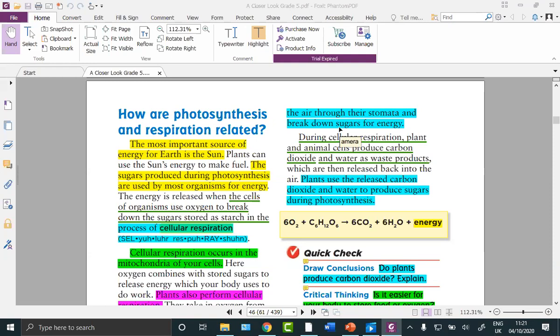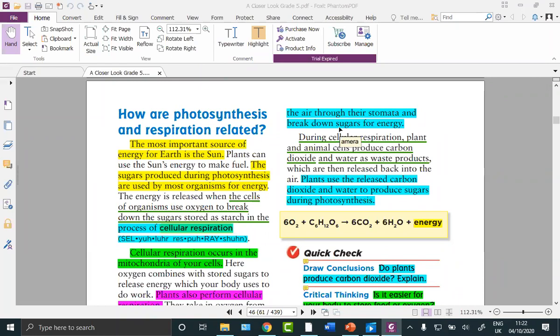What does the plant need to perform photosynthesis? Okay, carbon dioxide, number one, water, number two, and sunlight. The sun is the most important source for energy. The sugar produced in photosynthesis is the fuel. The energy is released when cells use oxygen to break down what? To break down sugars.